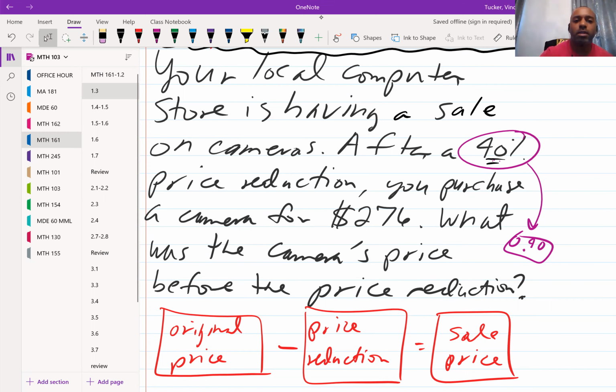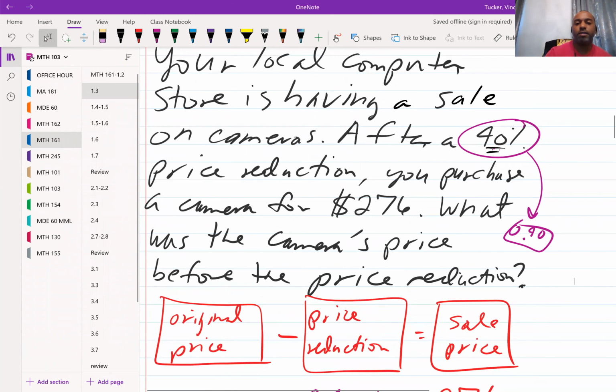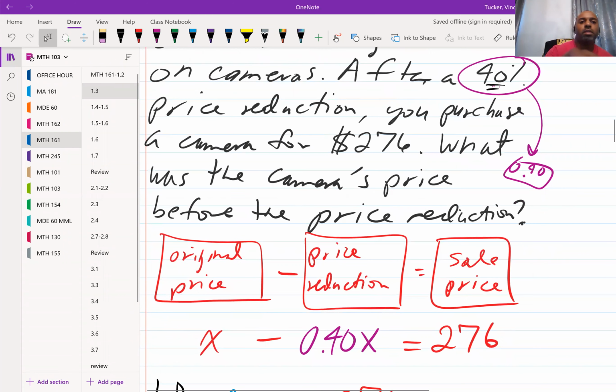So we need a representation for each one of those three pieces. Now, the one that they give us straight up is the sale price, which is $276. Okay, I want to erase it. So it's 276. So we throw that in there. And then the original price should be easy to guess. That's what we're trying to find out. So we call that X.